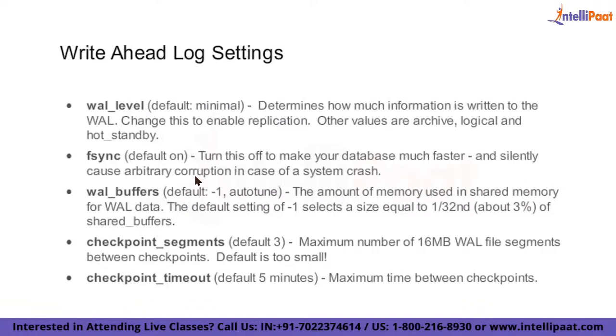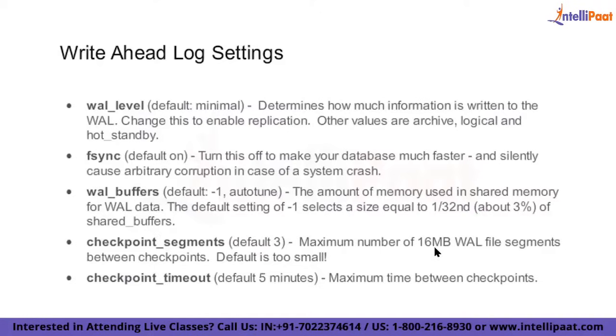But it is silent in case of a system crash. The default is on, but there is a trade-off: there could be corruption if a system crash happens. So it would be good to keep these parameters at the default level only, because you may face different kinds of issues other than performance. Next, WAL buffers: how much memory you can use for WAL. Like shared buffers, you can also decide how much memory should be used. You can go with the default value itself.